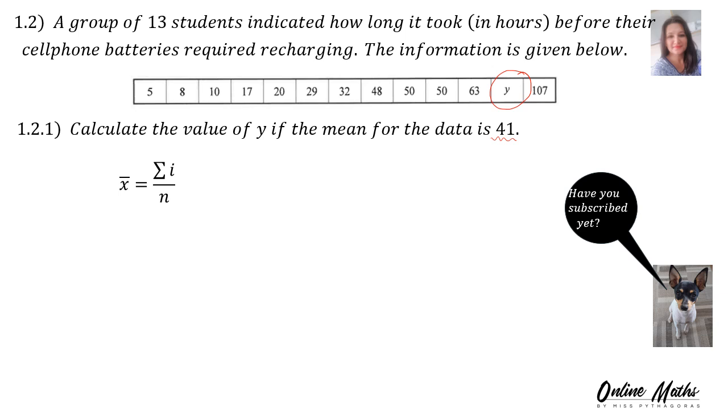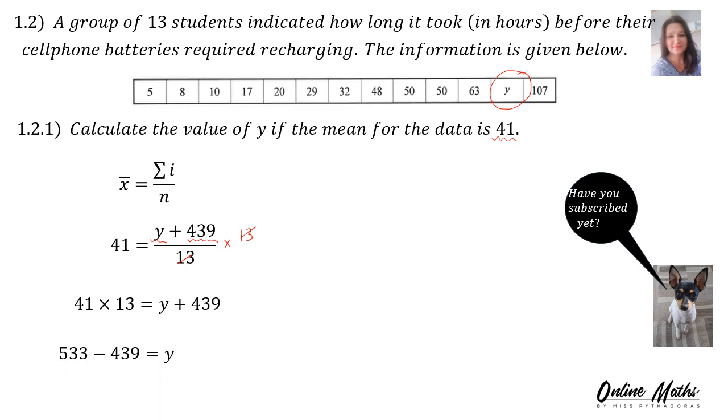So what you do is, in x bar's place, in the mean's place, you substitute 41. And then where the 439 comes from is I added all the numbers plus the y, divided by 13. Now I will solve for y, so I will multiply by 13 both sides. 41 times 13 is 533, and then the 439 will walk across and it becomes negative, and you find y. Therefore y's value is 94.